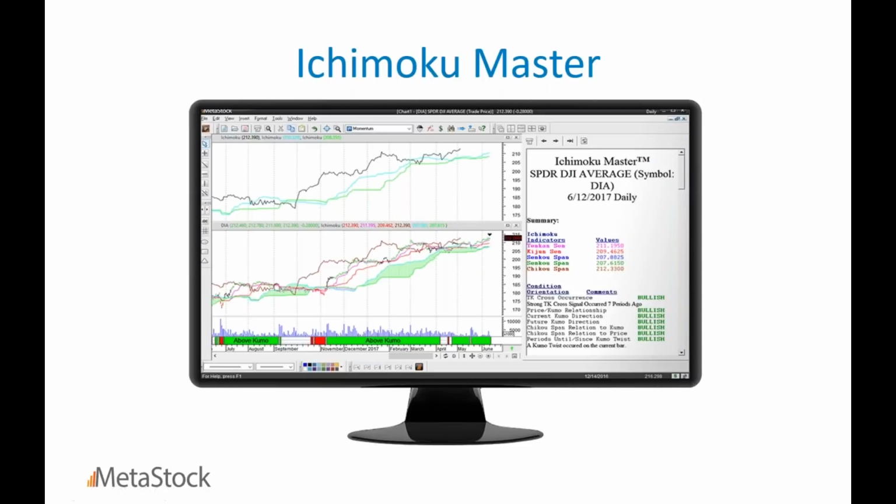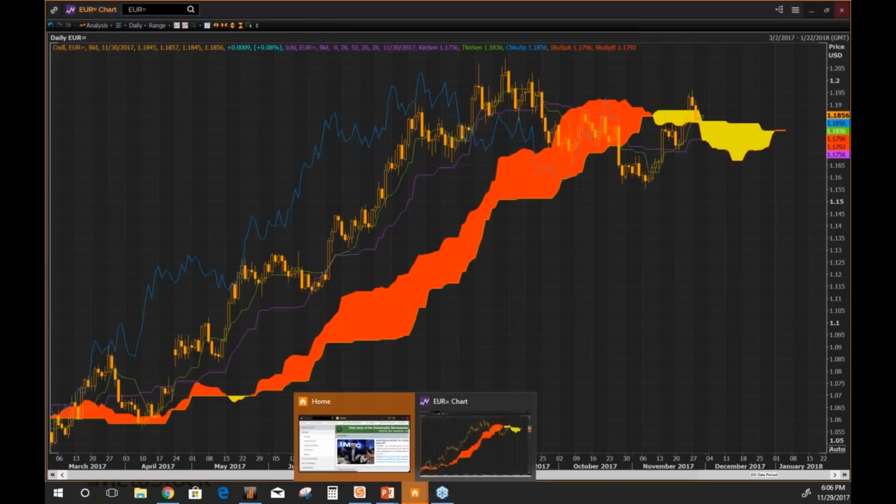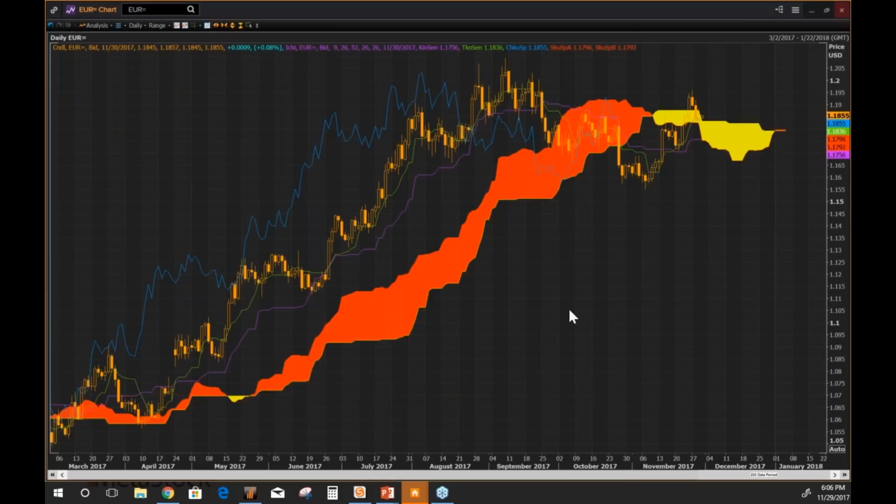Well, before we actually get into Ichimoku Master itself, we really want to get into what Ichimoku is and how it works. One of the things about Ichimoku is these days it's pretty much brought into every piece of software out there, and that's great and wonderful, and people use it and it's become very popular.